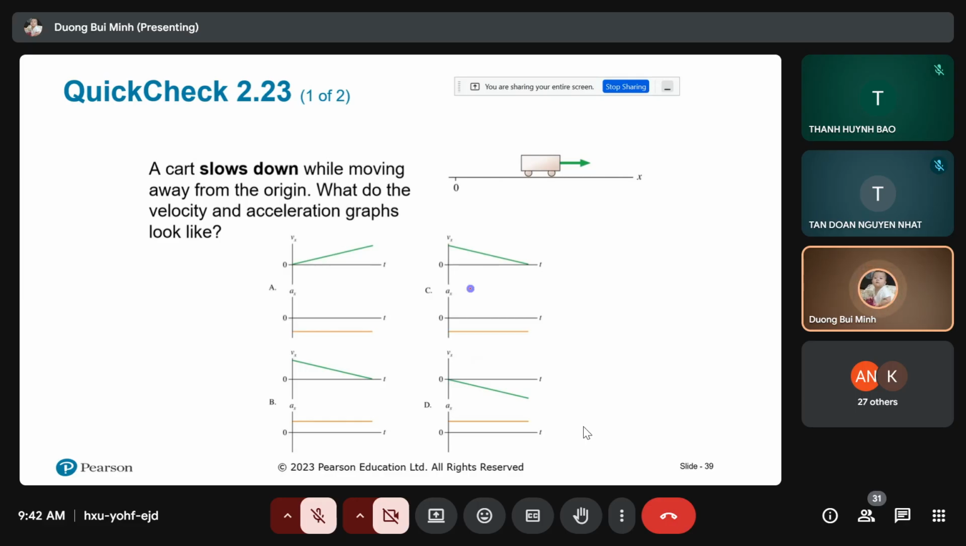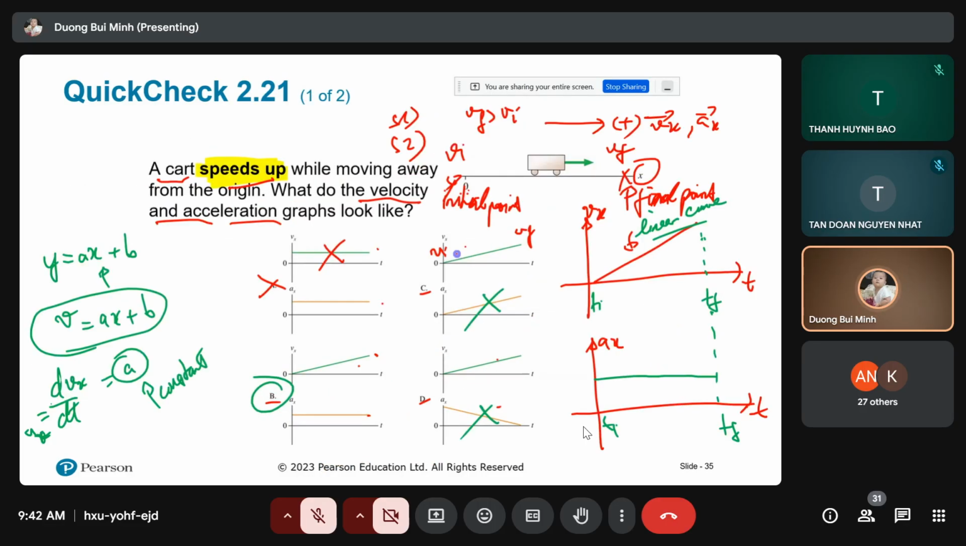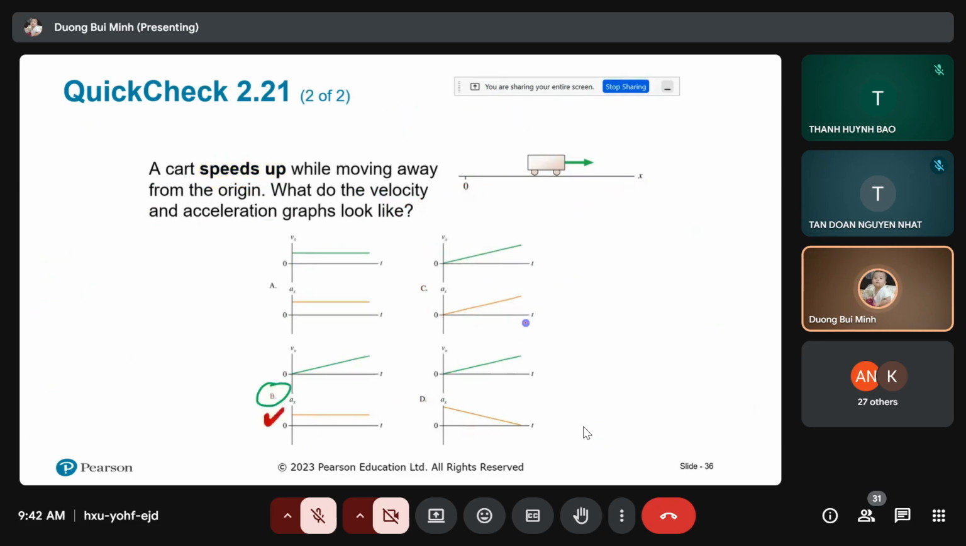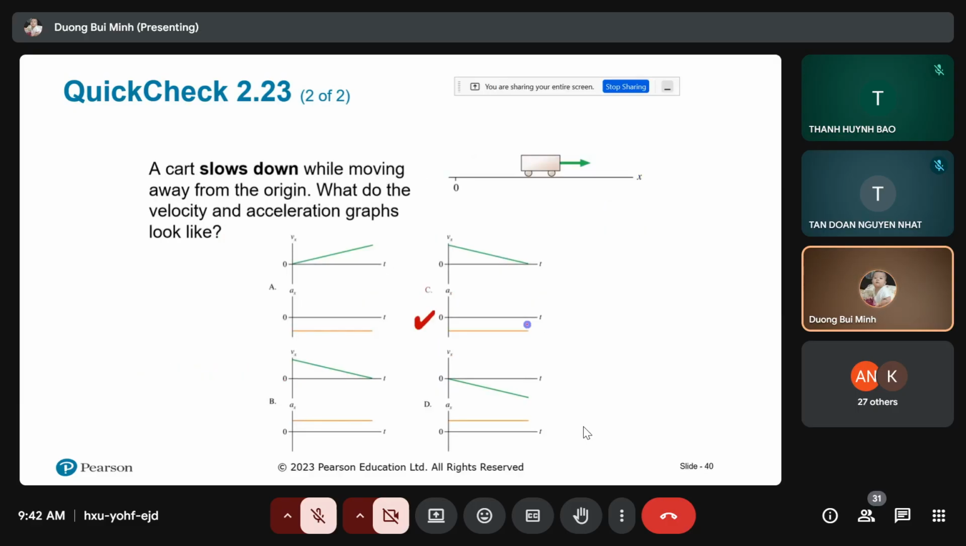The car slowed down while moving away from the origin. What do the velocity and acceleration graphs look like? I remember this one, slow down. Oh, but this one is Vx and Ax, sorry. Just one minute. Think about this one. We draw velocity and acceleration. The car slows down.